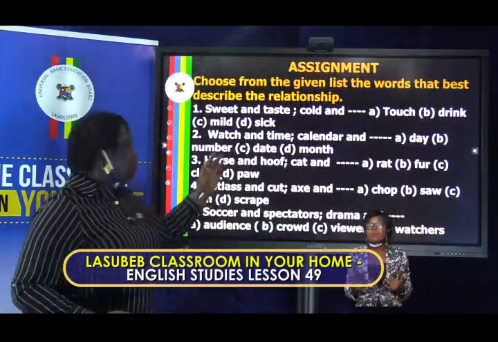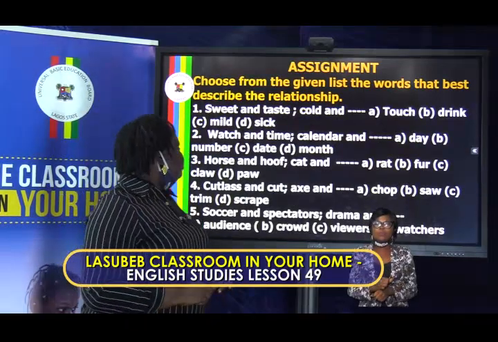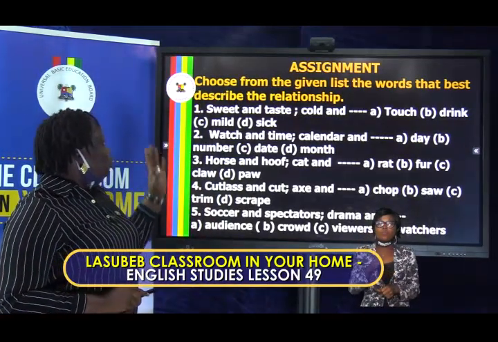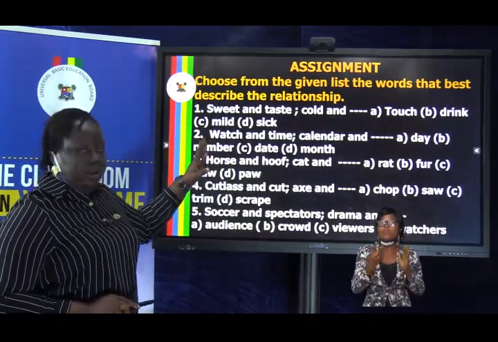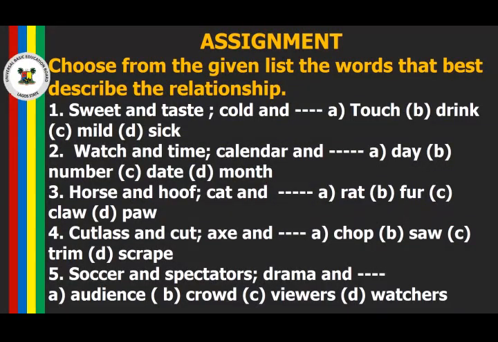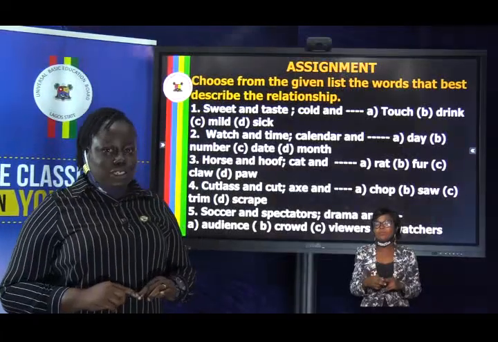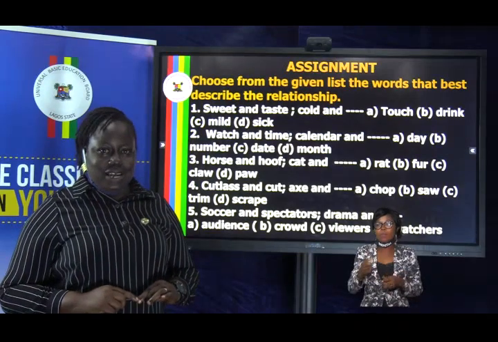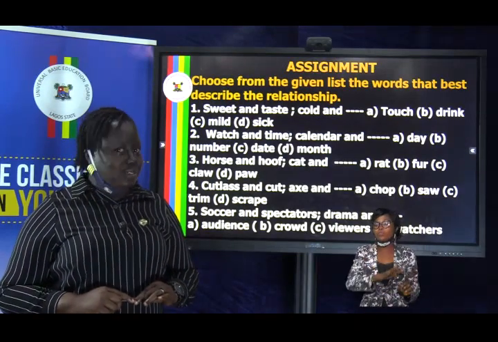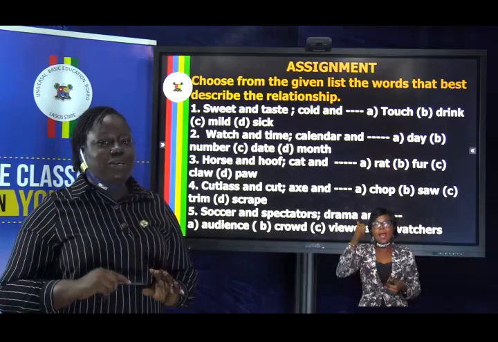Now, your homework. For your assignment, you have to choose from the given list of words that best describe the relationship. Please copy your assignment, and it's time to hand you over to mathematician Onkwagbade for the mathematics lesson. Well done, pupils. Remember, Auntie Fumi is proud of you.